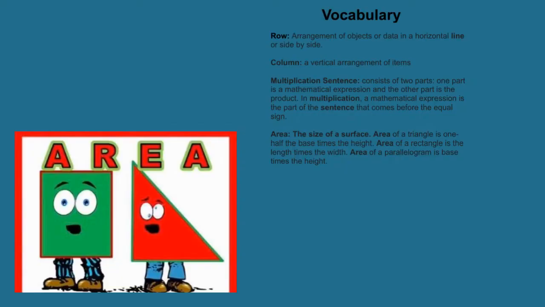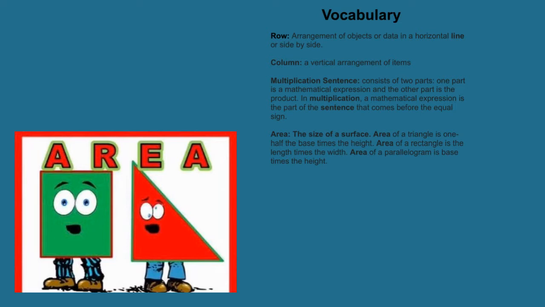Some vocab we're just going to look at today is a row, an arrangement of objects or data in a horizontal line or side by side. A column is a vertical arrangement of items. A multiplication sentence consists of two parts. One part is a mathematical expression, and the other part is a product. In multiplication, a mathematical expression is part of the sentence that comes before the equal sign.